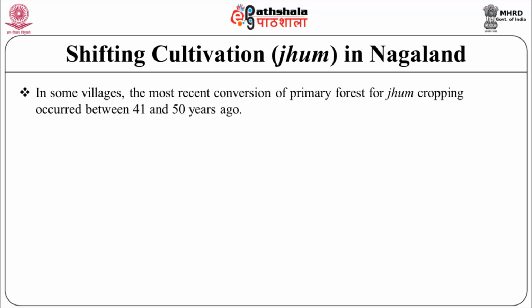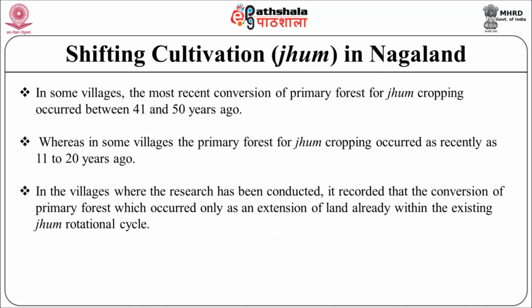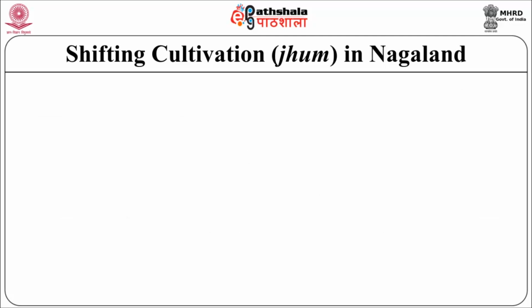In some villages, the most recent conversion of the primary forest for jhum cropping occurred between 41 and 50 years ago, whereas in some villages, it occurred as recently as 11 to 20 years ago. However, in the villages where the research was conducted, it recorded the conversion of primary forest only as an extension of the land already within the existing jhum rotational cycle.